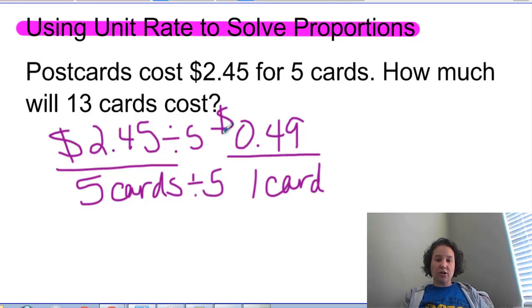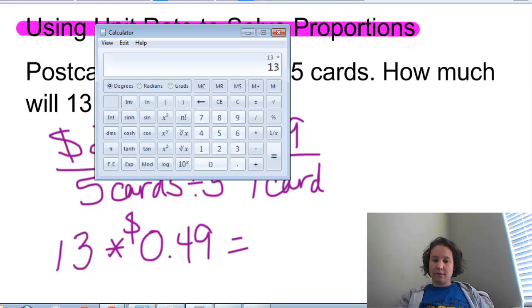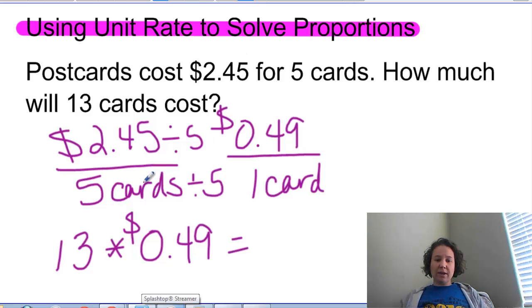If I know that each card costs 49 cents, I can then just take 13 times 0.49, and that will give me the cost of the 13 cards. That would be $6.37, and I can check to make sure it should be more than $2.45. It should be more than twice $2.45, which would be about $5. So $6.37 does seem to make sense for the situation.